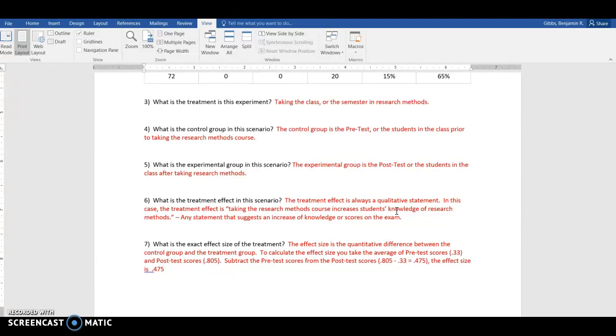So knowing the exact effect size is very important, because you're not likely to pay $4,000 to increase your knowledge by 2%. That's hardly a significant amount. So that's why we really want to know the effect size. So understand that 6 and 7, they go together. 6 is a qualitative statement, but 7 gives you precision to that qualitative statement. So you want the exact number.